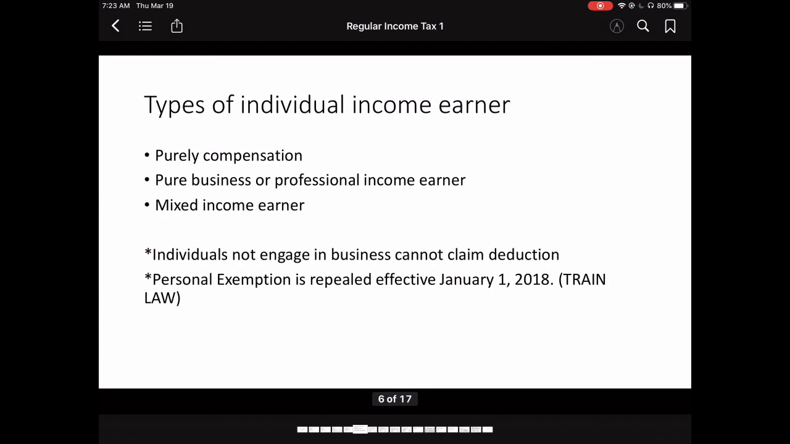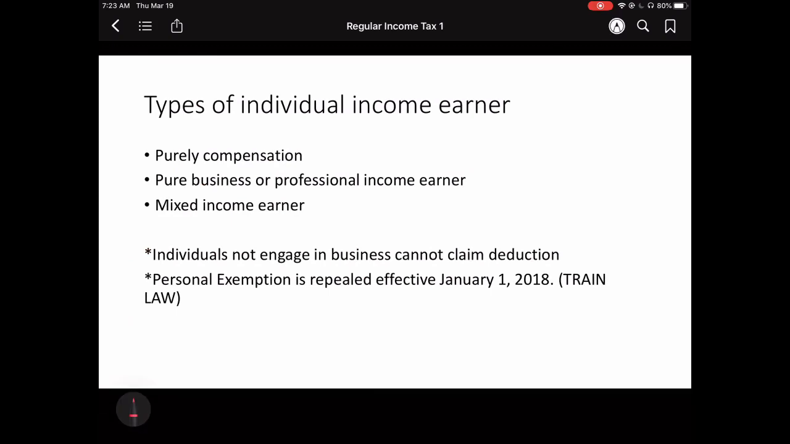Then we have here types of individual income earner. There are three types. First, purely compensation income earners, whose income comes only from employment, their source of income being through employment. Then pure business or professional income, whose source of income is not through employment but through business.